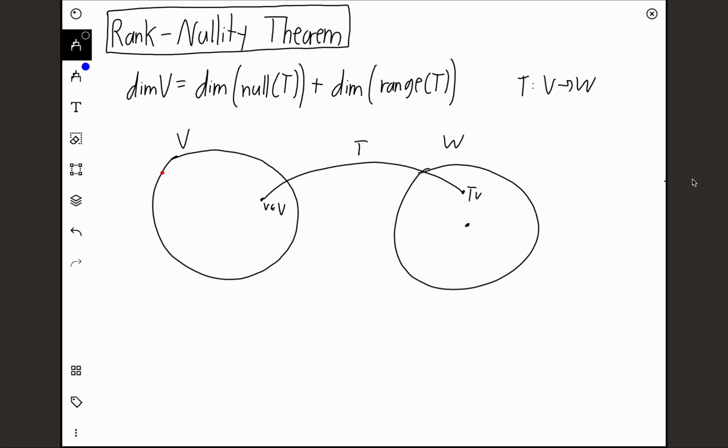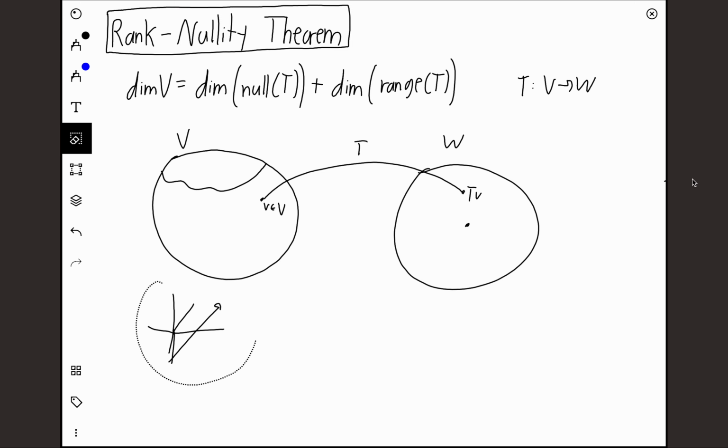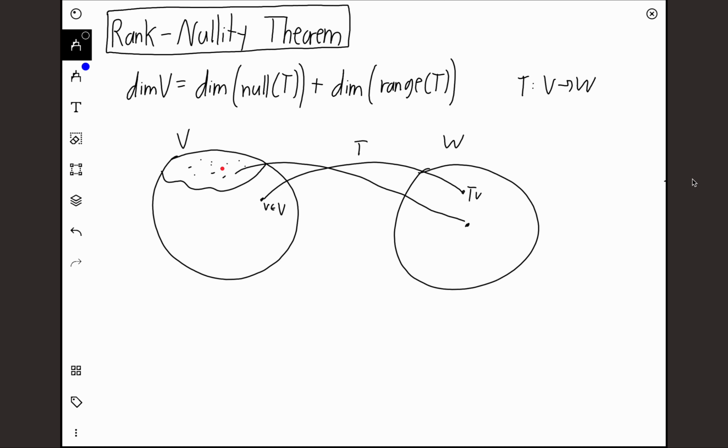Let's imagine we have a set of vectors here. When I draw this, it doesn't actually look like this. If V is a 3D space, we can imagine one line in this 3D space. All these vectors on the line get sent into the zero vector. I'm just drawing it like this so it looks easier. But let's imagine all these vectors in V get sent into the zero vector in W. So every vector here, T is going to send into the zero vector here.